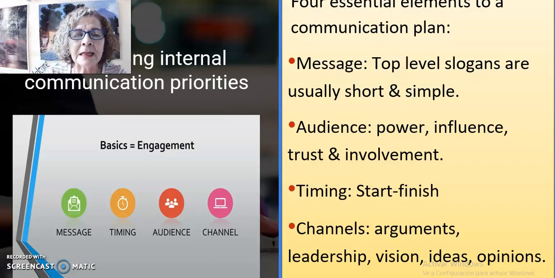Second step, setting internal communication priorities. There are 4 essential elements to a communication plan. Number 1 is the message. Top-level slogans are usually short and simple in order to be understood. Audience. You have to be very careful and research the audience. What type of audience? Consider their power, influence, trust, and involvement with you as an orator. Timing, when to start and when to finish.